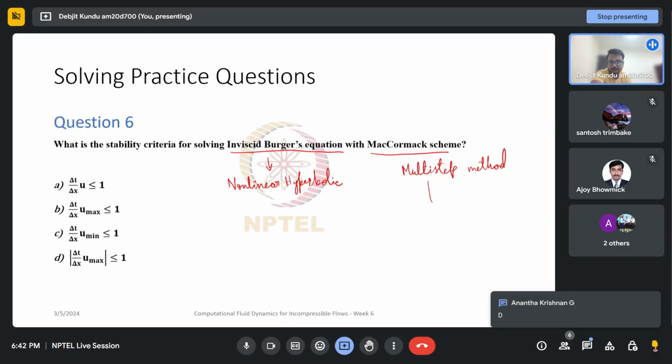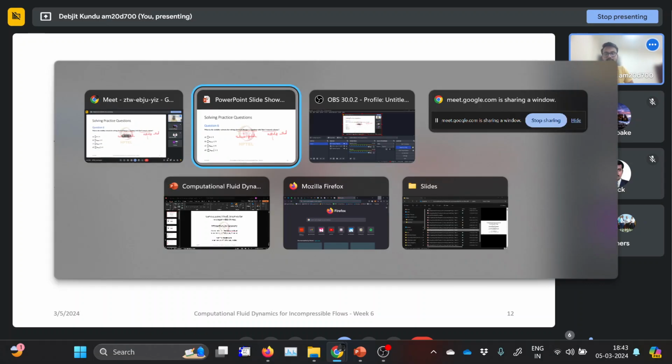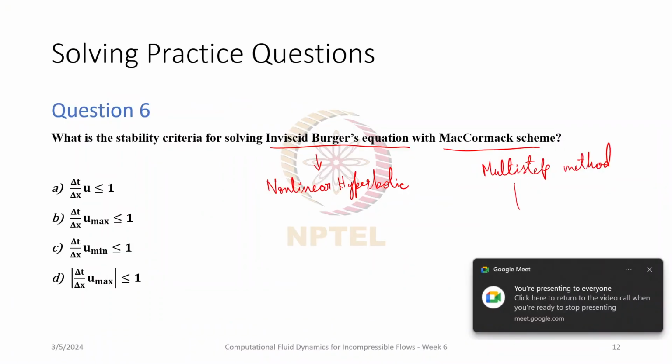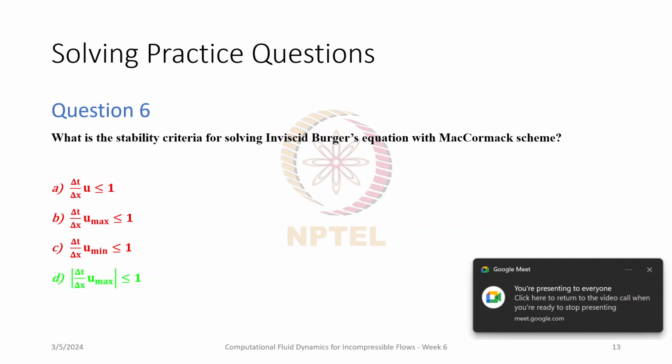Okay, so we have one quick response in favor of option D. Let's see what others have to say. Okay, one more in favor of option D. Let's have a look at the solution. It is actually option D.